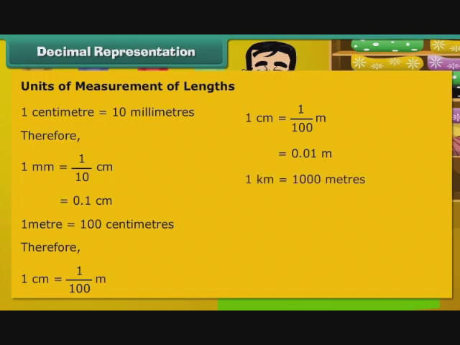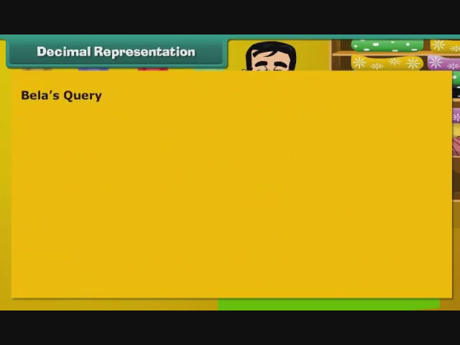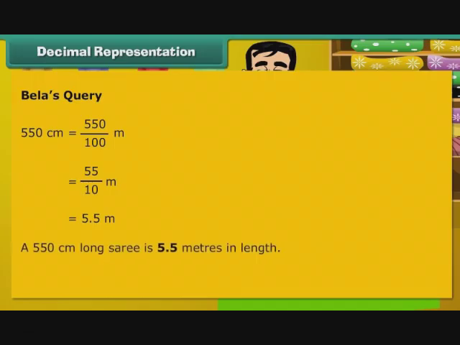0.01 meter. 1 kilometer is equal to 1000 meters. Therefore, 1 meter is equal to 1 by 1000 kilometer. That is equal to 0.001 kilometer. Now, let us turn our attention to Bela's question. 550 centimeter is equal to 550 by 100 meter. That is equal to 55 by 10 meter. That is equal to 5.5 meter. A 550 centimeter long sari is 5.5 meters in length.